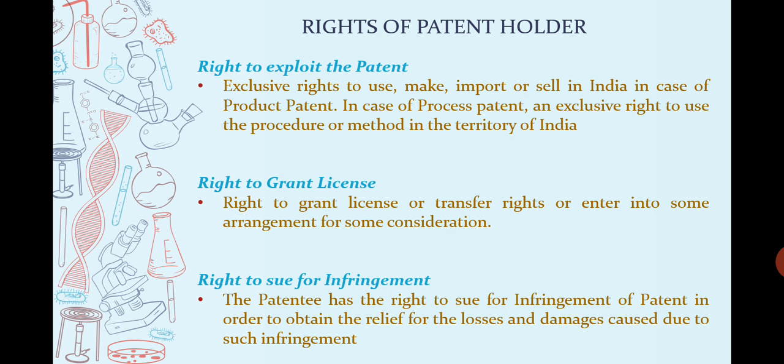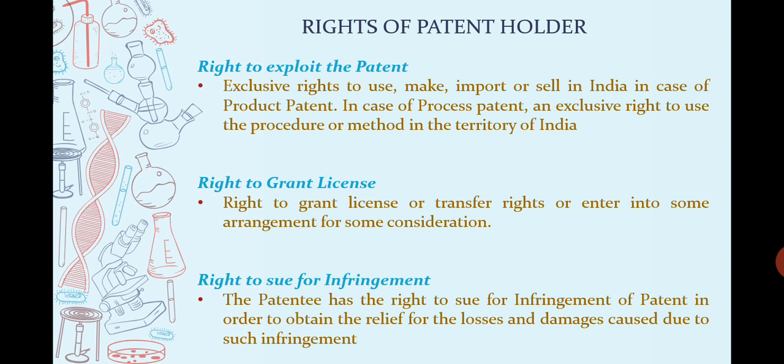Once the patent holder receives the certificate, that means receives the patent, he gets certain rights which are considered to be exclusive rights under the Patent Act 1970. The first right is the right to exploit the patent. The word exploit here should be taken in a positive sense. It typically means to go ahead and explore the usage and commercial viability of the patent which has been received. So the patentee, or the patent holder as he is commonly known, gets exclusive rights.